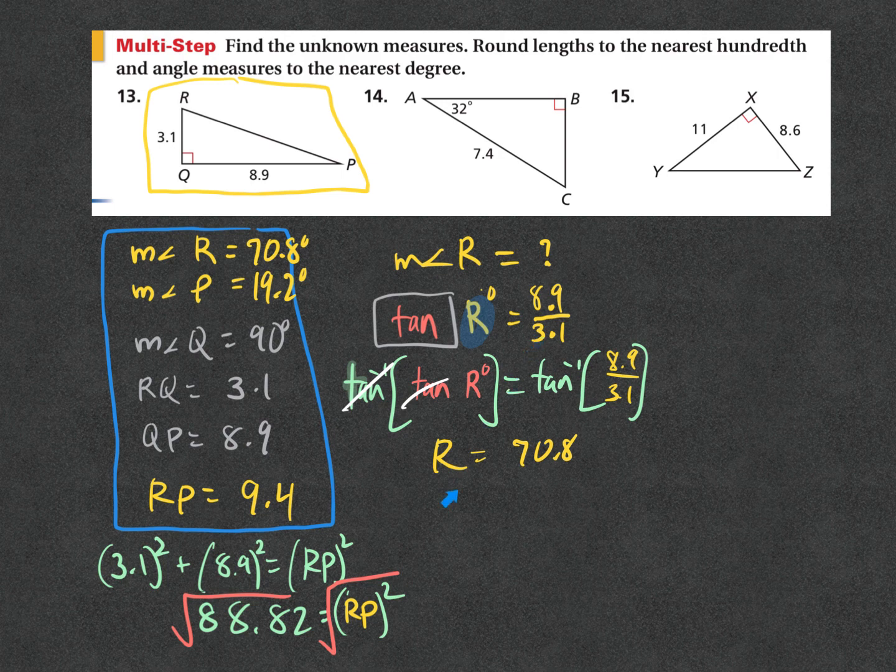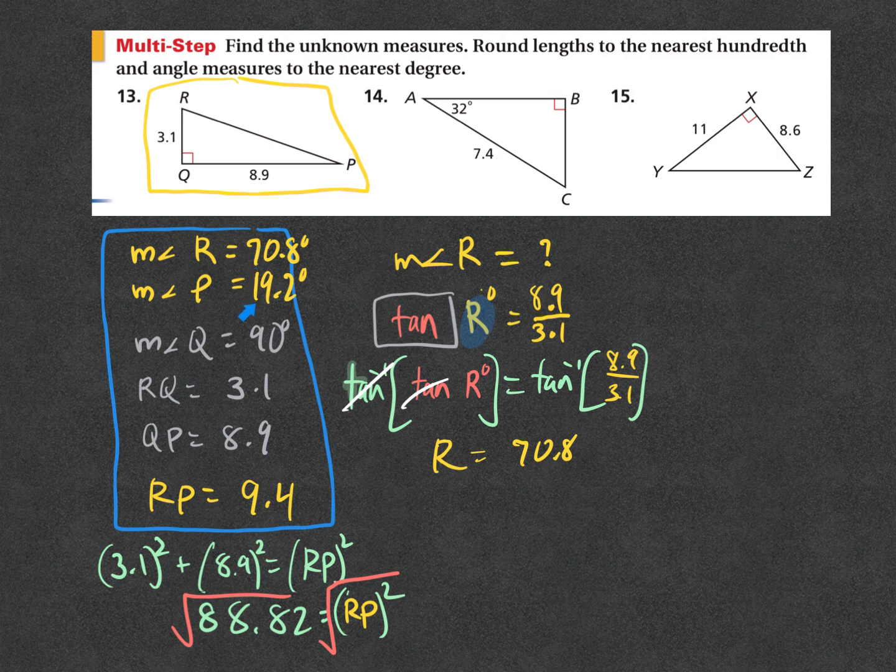We need to know what R is. So to get rid of tangent, we do the inverse tangent. We do it to both sides. So the inverse tangent of the left side undoes tangent, leaving us with R. The inverse tangent of the right side, we put into our calculator and get 70.8 degrees.